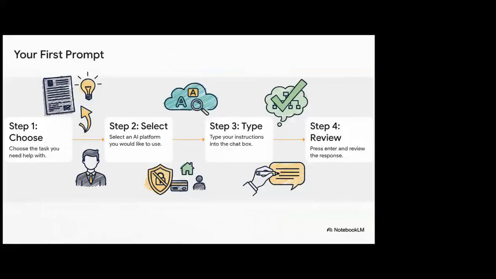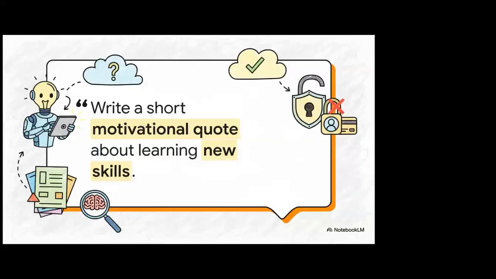Second, pick an AI tool. A lot of search engines even have them built right in now. Third, just type what you want in the box. And fourth, you hit enter and you watch the magic happen. Let's try a really simple, totally safe example together.